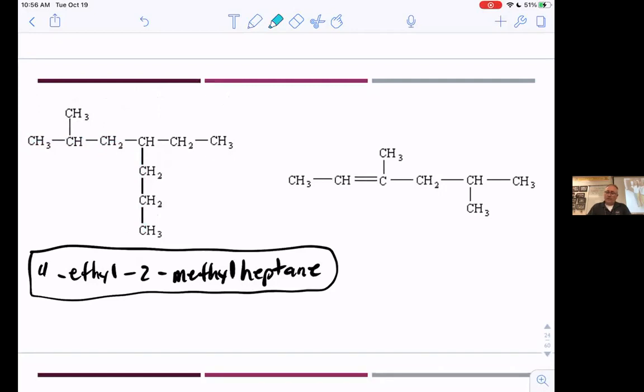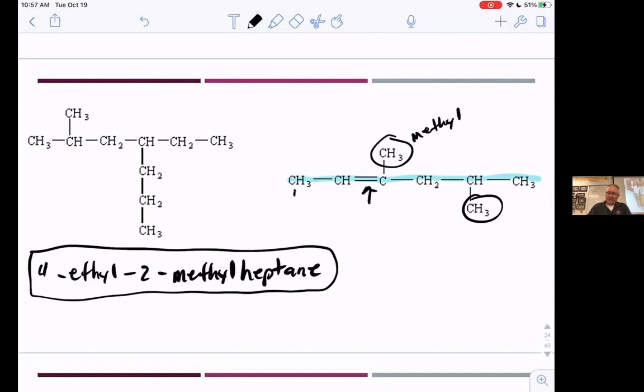So on this one, the longest carbon chain, boom, straight across. Could have gone all the way over and down. It wouldn't really matter. I have 2 groups that are attached to it. They are both methyl groups. So this is a methyl group, and so is the other one. I do have a double bond here, though.